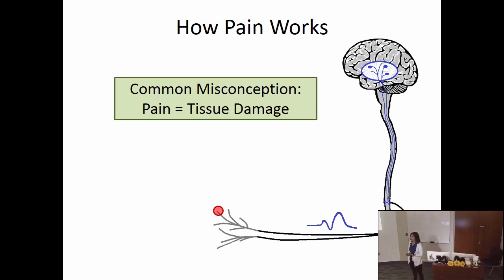The reason why I like to talk about this in pretty much every pain presentation that I give is that there are a lot of misconceptions about how pain works. We tend to, as individuals, as well as healthcare providers, think of pain as a symptom of underlying tissue pathology. And so there's this assumption that if somebody has a lot of pain, there must be a lot of tissue pathology to explain that.